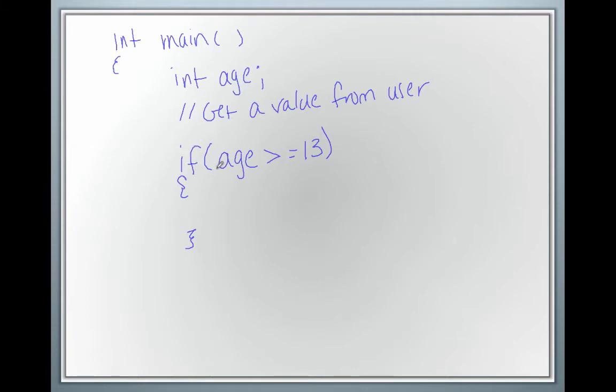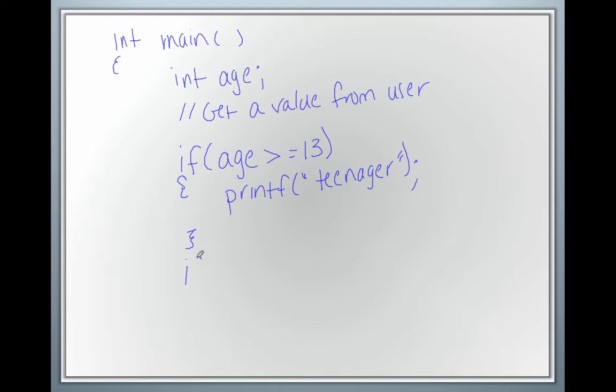So I'm comparing here, making a block of code, and if age is greater than or equal to 13, I'm going to go inside of this block of code and do something. I could print something onto the screen like "teenager," or I could do some math based on age being greater than 13. I could call a function based on age being greater than or equal to 13. I can do whatever I want.